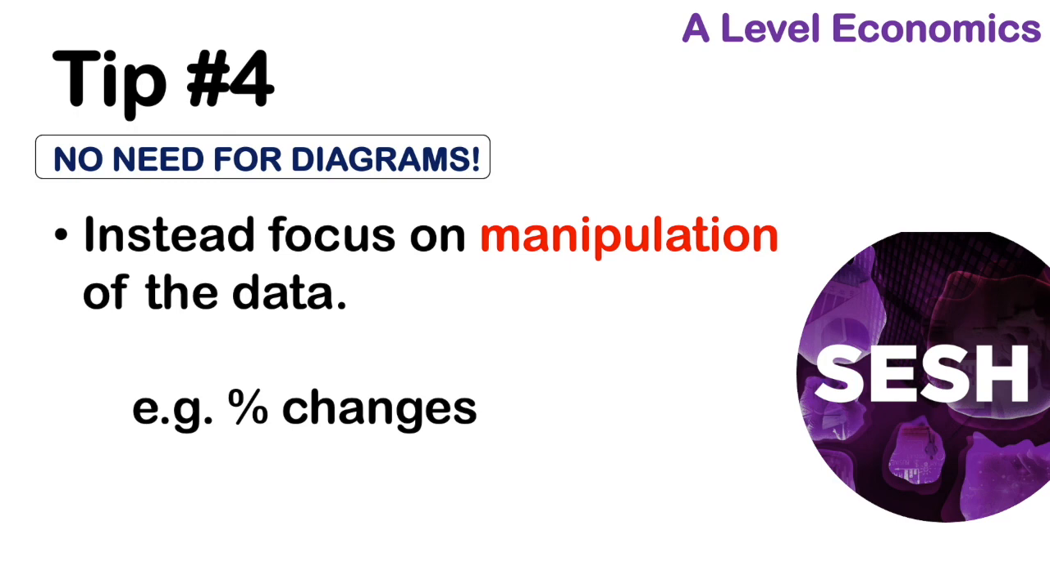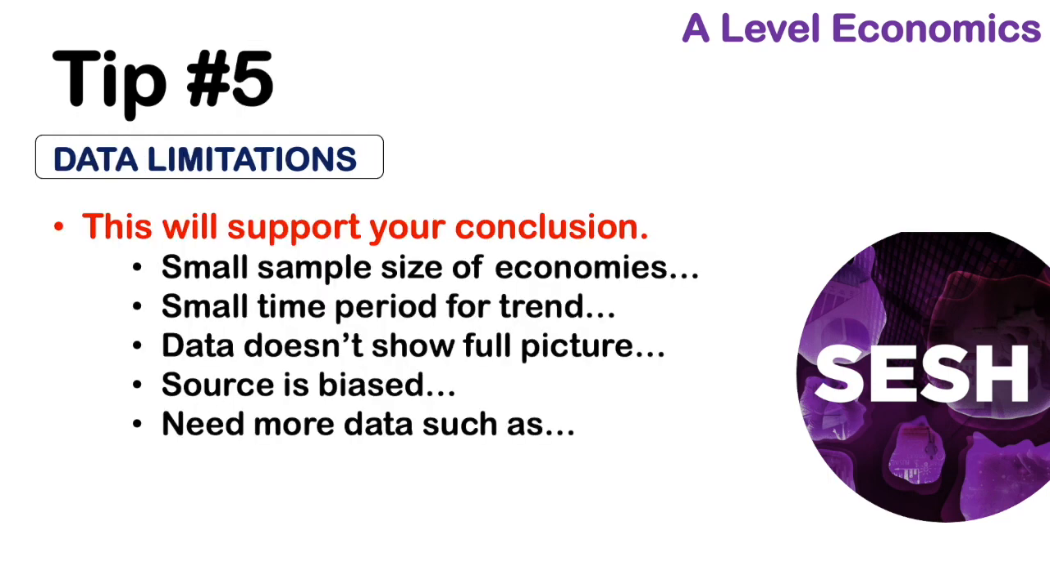Tip 4, there's no need for diagrams here. Instead, don't focus on diagrams, focus on manipulating that data. If you've been given some raw data, could you make a percentage change there to really explain that in a bit more detail? Tip number 5, data limitations. So you need to find limitations, problems with the data to support your conclusion that you make at the end.